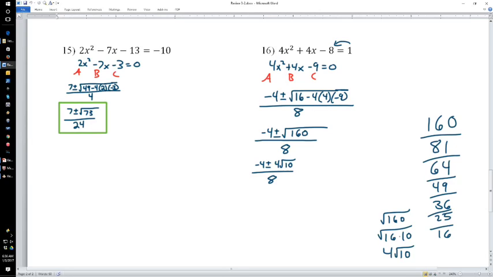Alright, so since it's got a radical, we're not going to do it twice, but we do need to reduce. So the numbers out front, we can divide them all by 4. So 4 divided by 4 is 1, so that's negative 1. Plus or minus 4 divided by 4 is, again, 1, so just the square root of 10. And 8 divided by 4 is 2. So that is your final reduced answer.